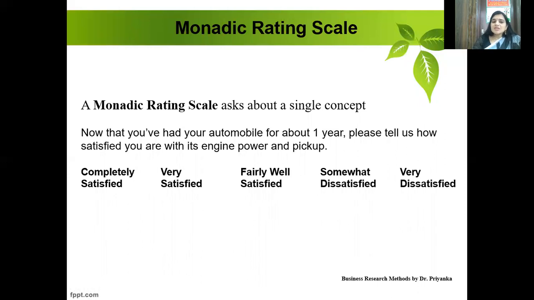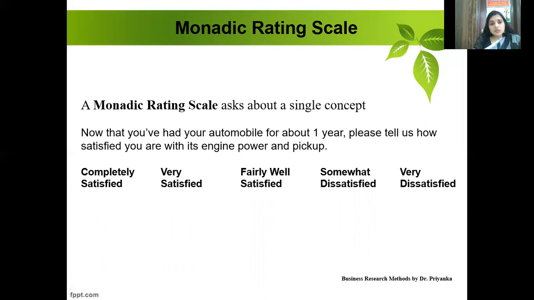Then monadic rating scale. These ask about a single concept. Now, for example, now that you have had your automobile for about 1 year, please tell us how satisfied you are with its engine and power pickup. That's it. You will be answering among these 5. This is a kind of Likert scale as well, but here we are talking about just rating one question. So we will not be using Likert scale in such cases.